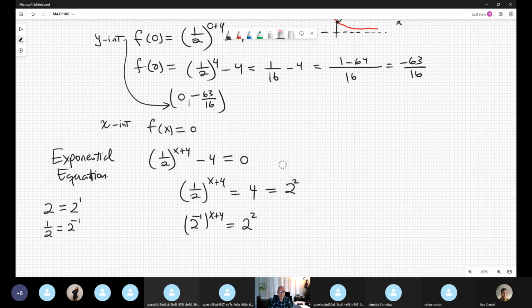Then you multiply negative parenthesis x plus 4. You can write like that, or if you prefer, apply the distributive property, you can do that. No problem. Let me continue here. 2 to the minus x minus 4 equal to the second power.